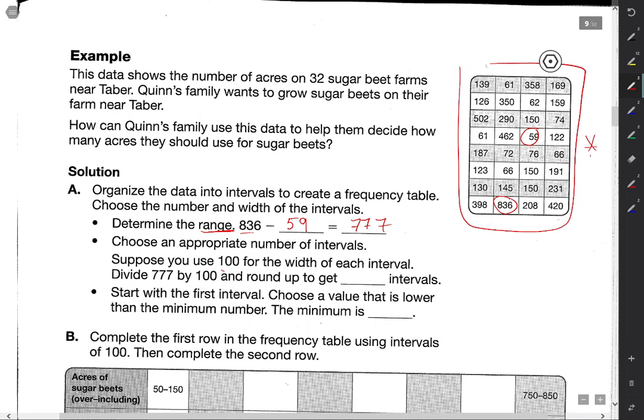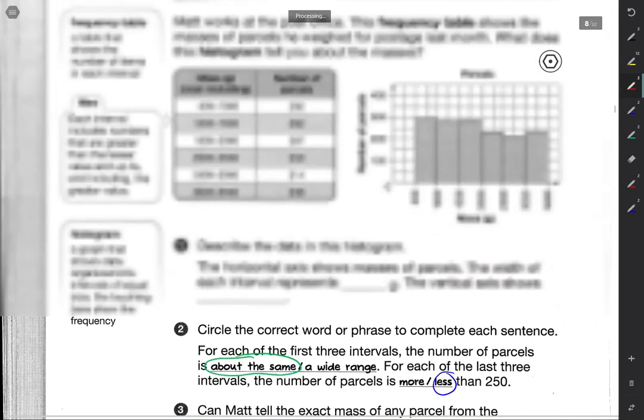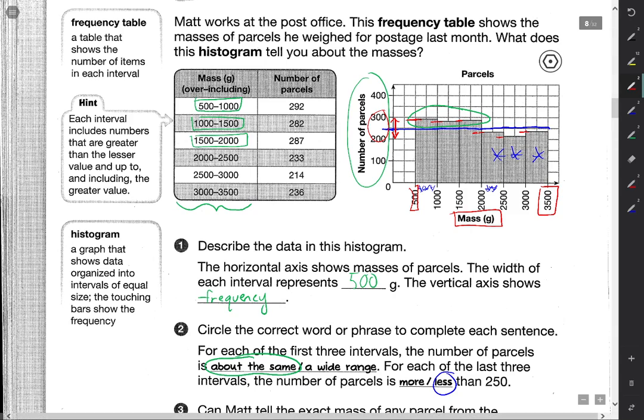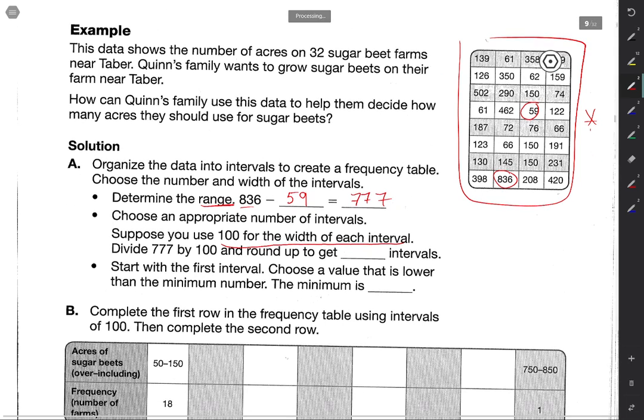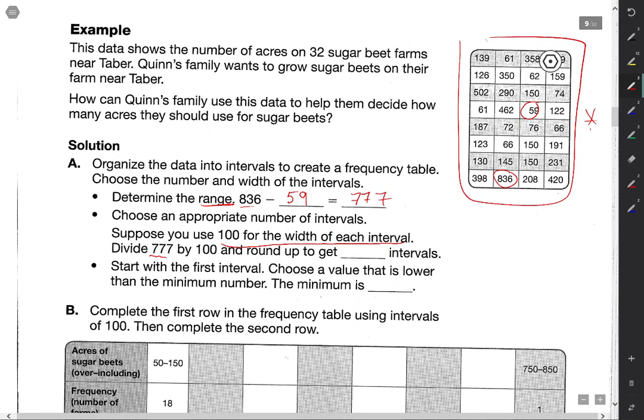Now we need to choose an appropriate number of intervals. So let's say we wanted to use 100 for the width of each interval. And remember, in the last example we did up here, they used 500 for the width of each interval. But let's say we wanted to use 100. We would divide 777 by 100 and round up to get blank amount of intervals. So 777 divided by 100 gives us 7.77. And if we round up, that would give us 8 whole intervals.